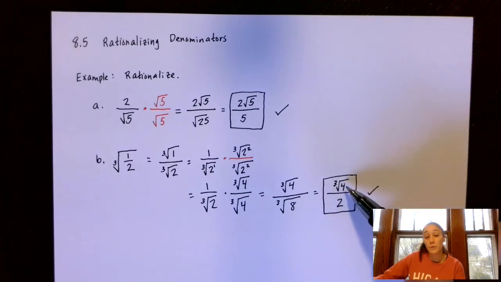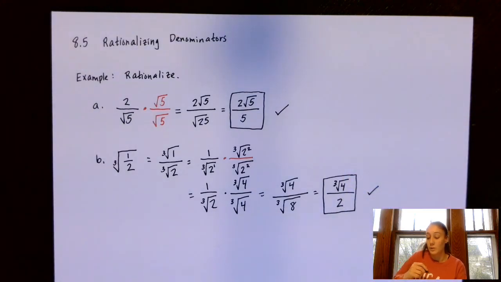I can't take the cube root of 4. The cube root of 4 is not 2, that's the square root of 4. And I definitely can't simplify 4 over 2, because this is a cube root of 4 and a 2. Those are not like each other, so we don't want to mess with those.